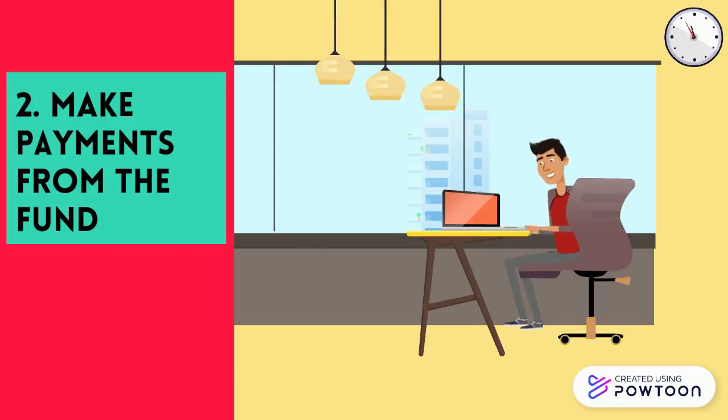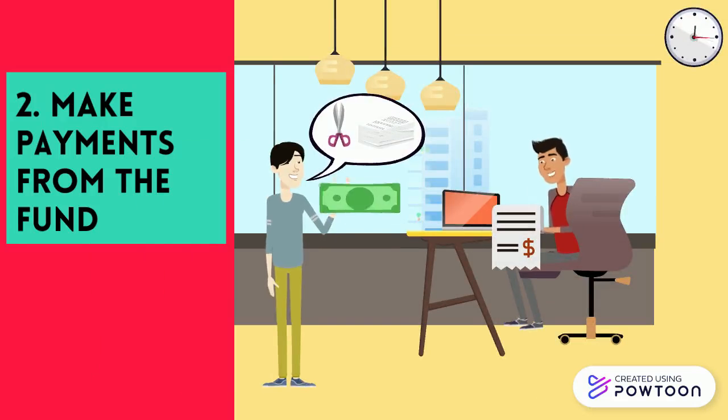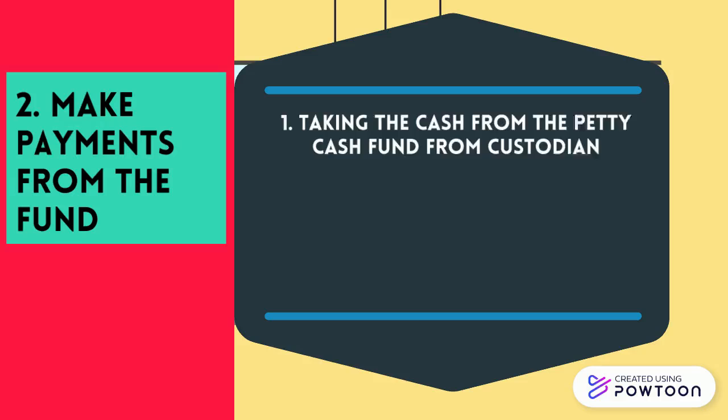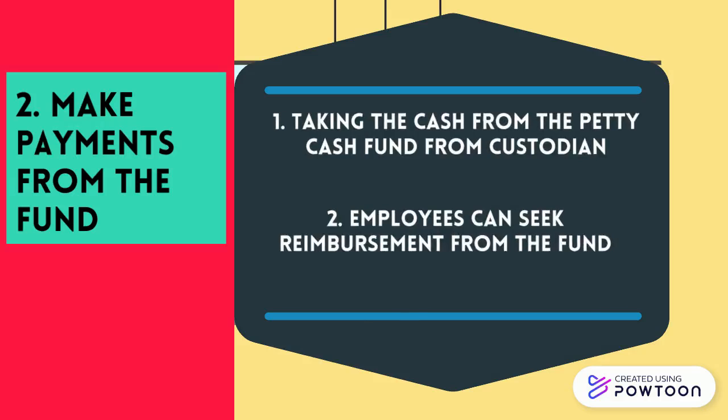The next step is to make payments from the fund. The payments can be made from either 1, taking the cash from the petty cash fund from the custodian, or 2, employees can seek reimbursement from the fund in situations where the money is used to purchase items for the company. In both cases, the custodians are responsible for distributing the cash and collecting the receipt.